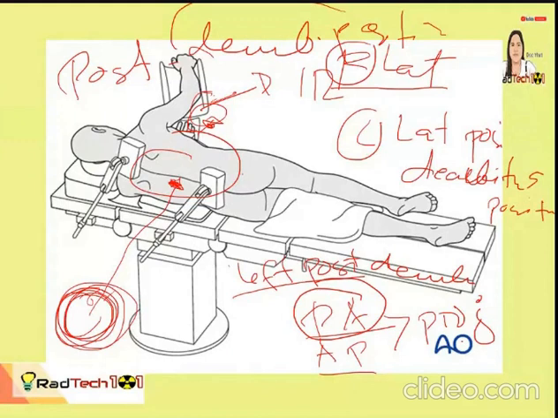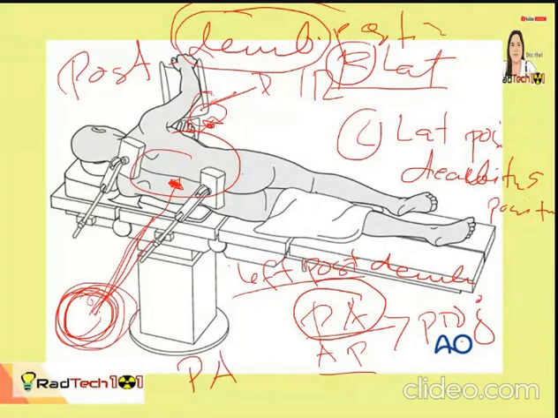So always remember, when we talk about decubitus, we are referring to the source of X-ray at the side of the table. So you cannot say postero-anterior decubitus projection or position, because PA, as I have said, is a projection, not a position. So if position only, we have posterior decubitus position. Okay, clear? Yes, Doc.